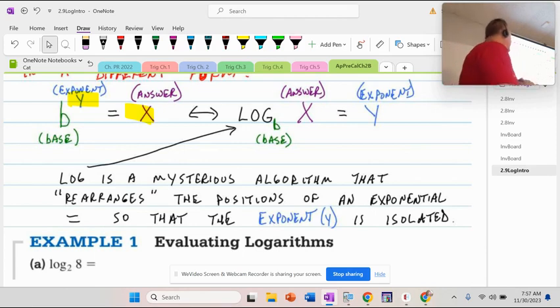So what is log? It is a mysterious operation that rearranges the positions of an exponential equation so that the exponent is isolated, so we can really analyze what that exponent is.